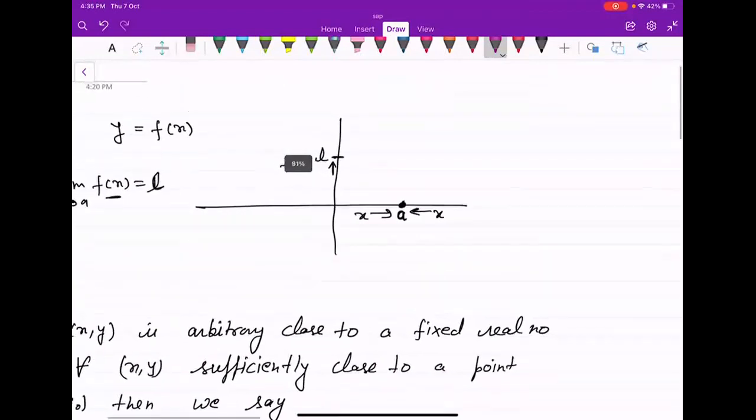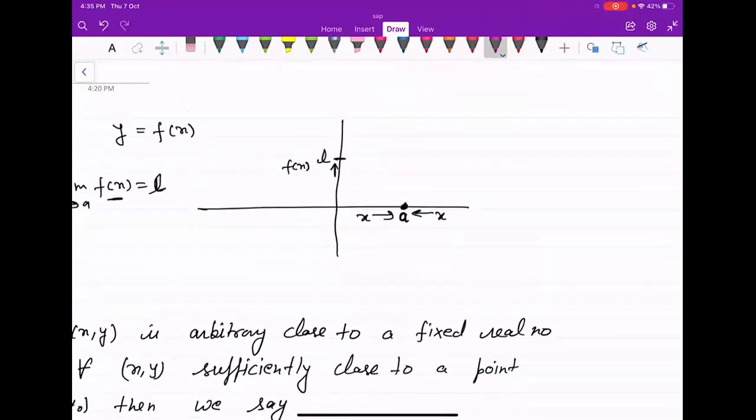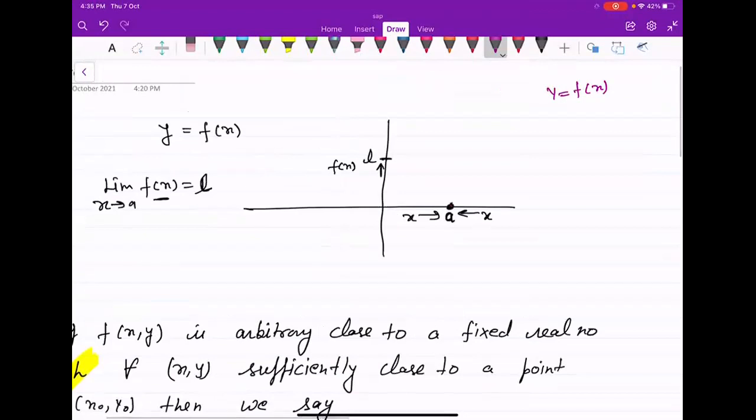In 1-dimension, what is the definition of the limit? y equal to f(x), we'll say limit x tending to a, f(x) equal to L. So what does it mean? As we are approaching toward the point a, x is moving toward the point a, then we are getting f(x) equal to L. So that means L is the limit of the function when x is moving toward the point a.